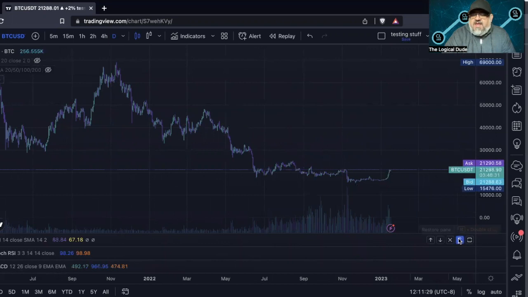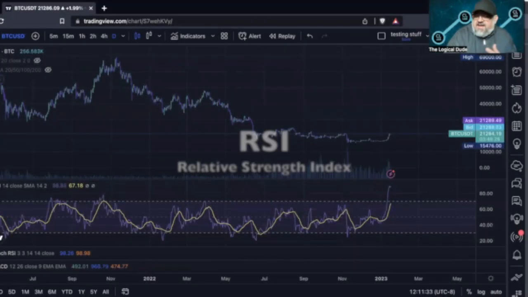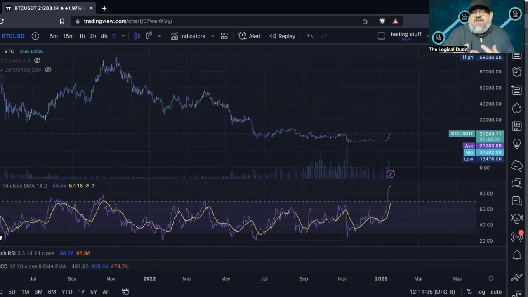So next up on the list, I'm going to turn this off and we're going to get into the RSI. The RSI, or the relative strength index, is like a traffic light for Bitcoin. It's a momentum indicator, all right, so it tells you if the price is too high, if it's overbought, or if it's too low, if it's oversold. It means basically buyers are running out of gas, and if it's too low, that means the sellers are running out of gas. Okay, so look at it kind of as a traffic light.